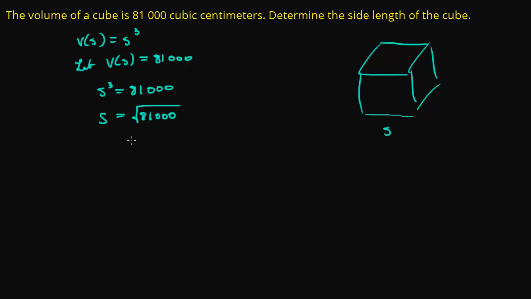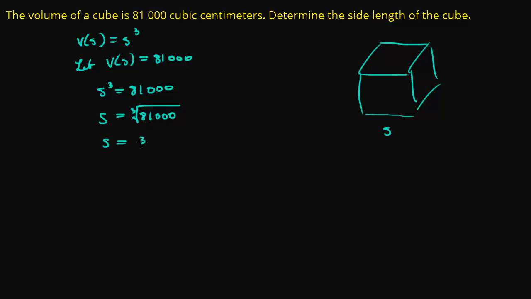Now, I could just plug this into a calculator, and my calculator would give me a decimal value for this answer, but that wouldn't be correct because this is actually irrational. This should say cube root, because the cube root of 81,000 is actually irrational. So let's just simplify the radical. So s is equal to the cube root of 81,000, and let's start to think about the factors of 81,000.